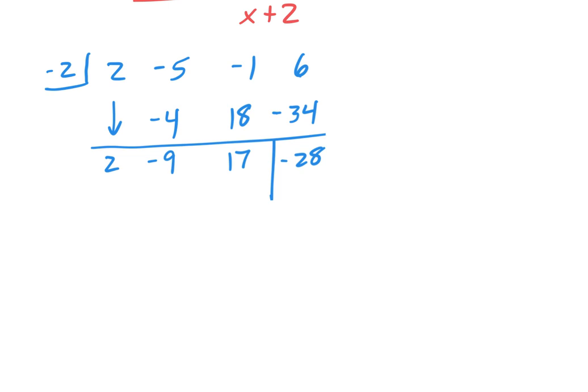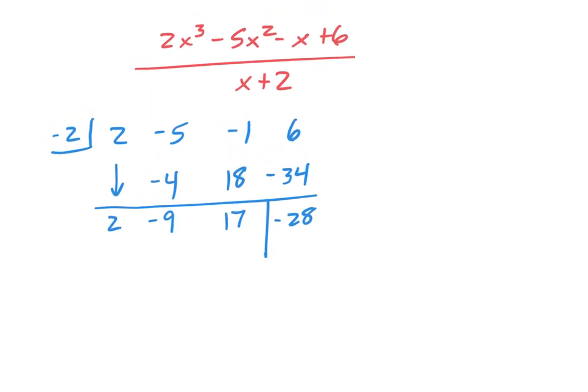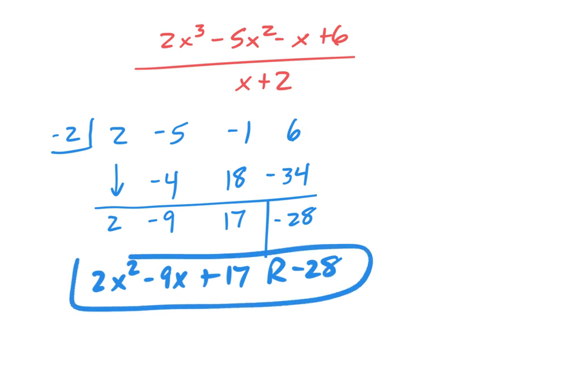When I write my answer here, we're going to take the original polynomial and we're going to drop it down by 1 degree. So I started with 3, so I go 1 degree less. I'm going to start now with 2. So this would be 2x squared, and then you just keep going down by 1 degree, and a remainder of negative 28. And that would be our answer. Okay. So always just drop it down by 1 degree from where you started.